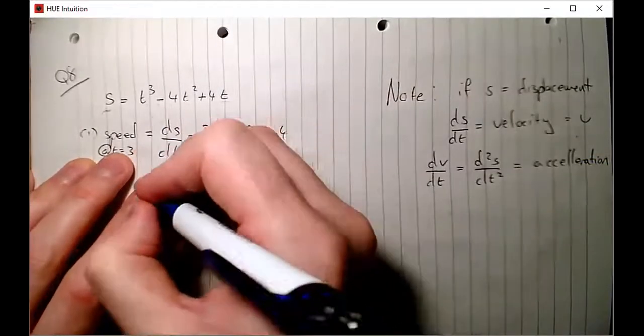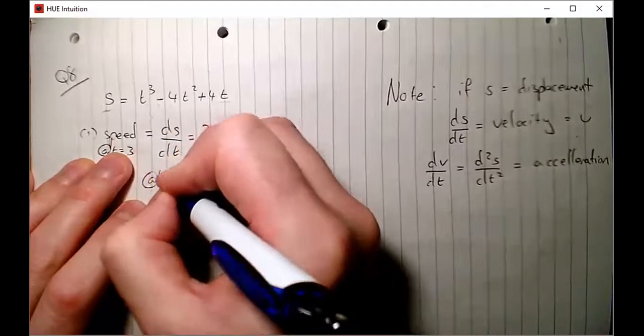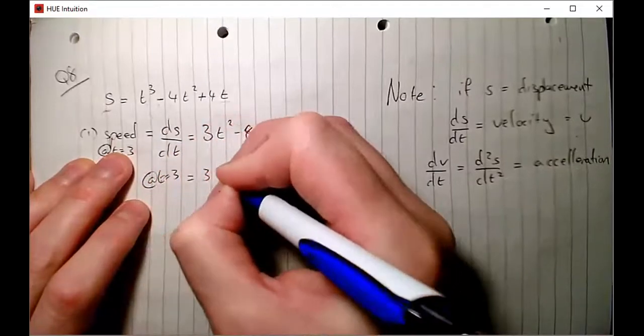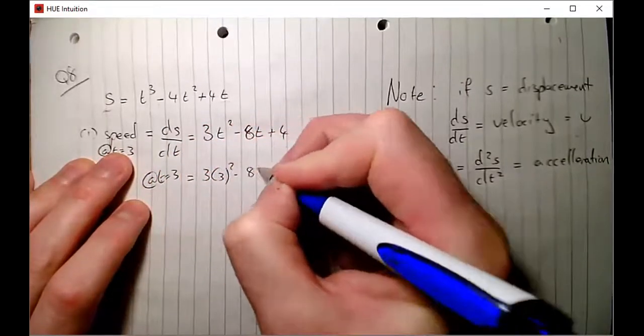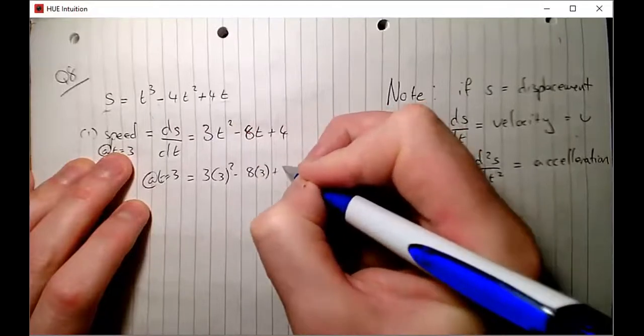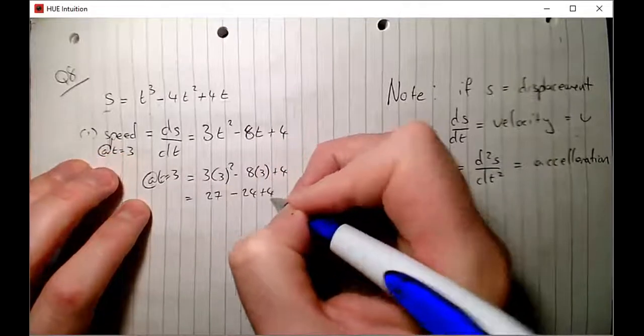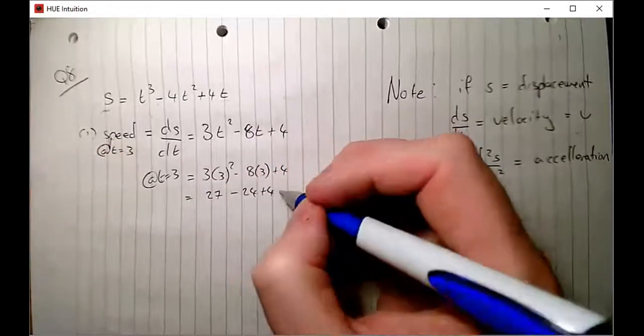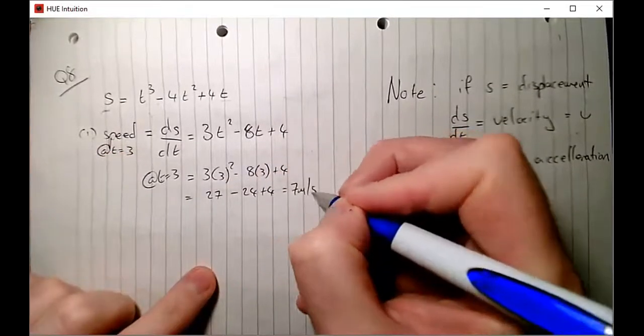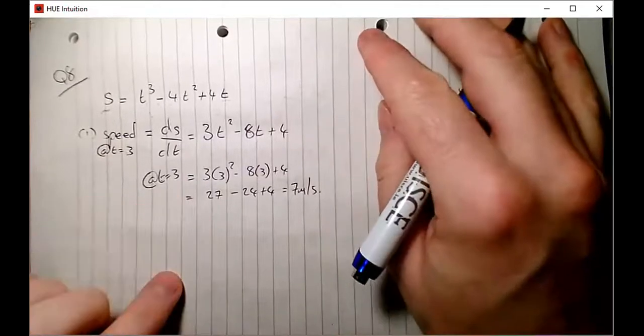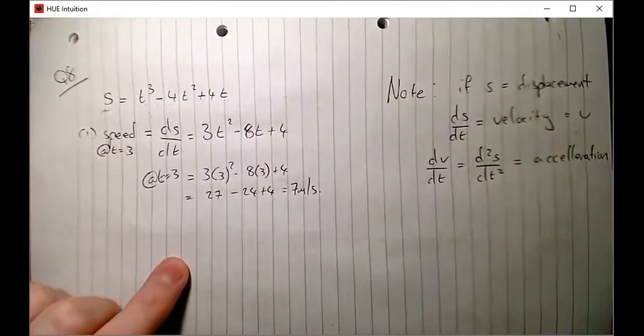So at 3 seconds, it's going to be 3 times 3 squared minus 8 times 3 plus 4. And that's 27 minus 24 plus 4, 7 meters per second. The next part says find the acceleration.